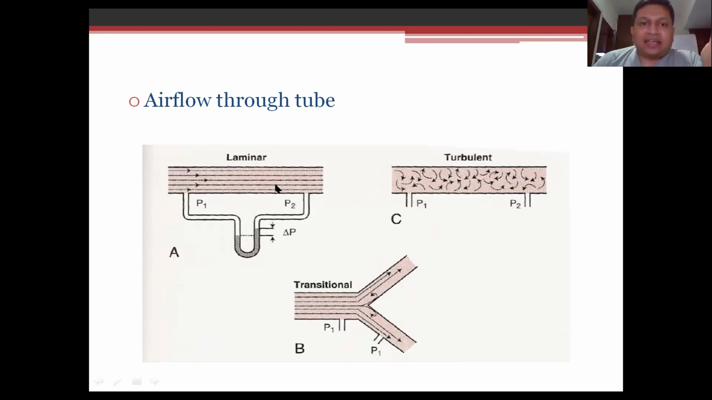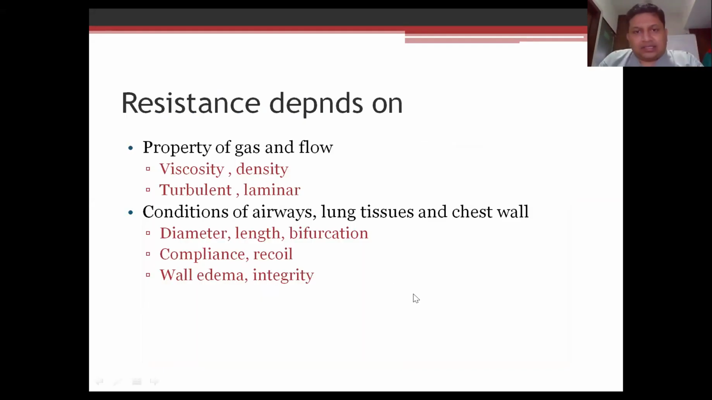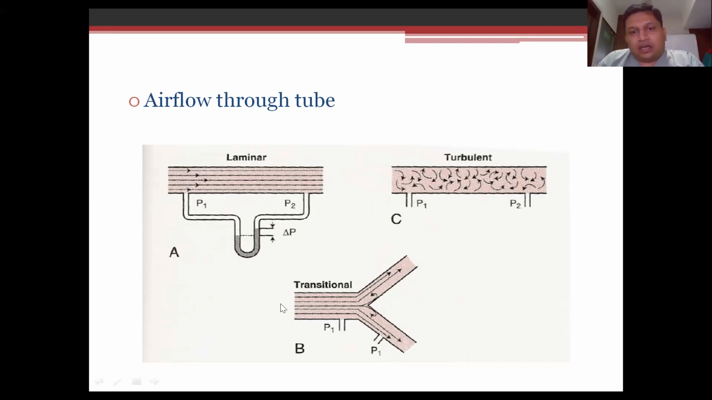We might think that in a larger airway, the flow is generally laminar, but that happens only in the trachea and major bronchi. After that, due to branching, the laminar flow will become transitionally turbulent.